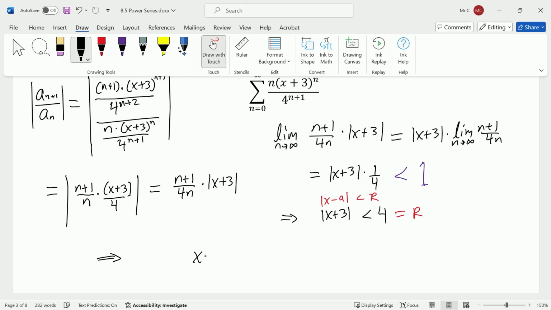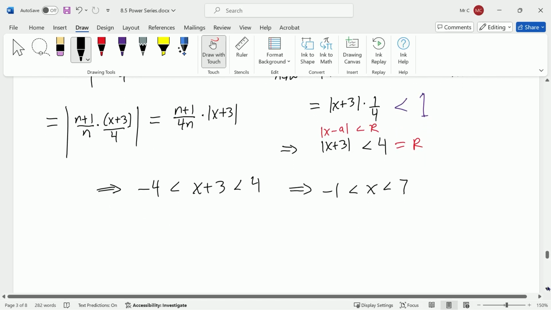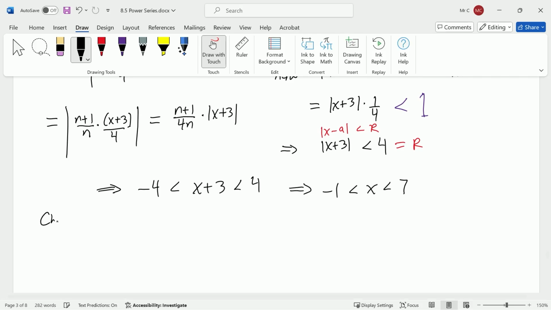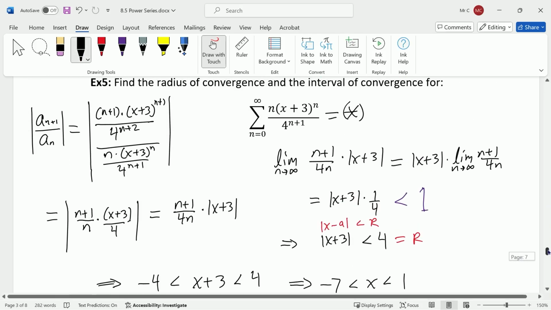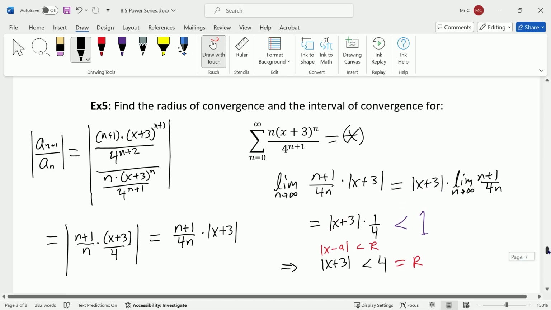As for the interval, we get x plus 3 has to be between 4 and negative 4. And if I add 3 to each side, I get x is between 7 and negative 1. So now we have to check endpoints. We can plug in x equals negative 7. So that's going to give me a negative 4 to the n.